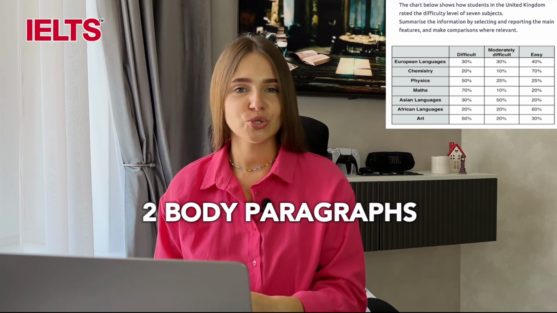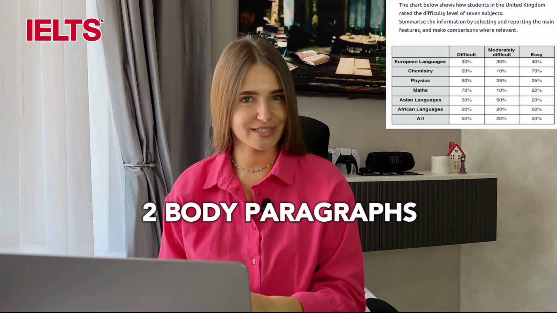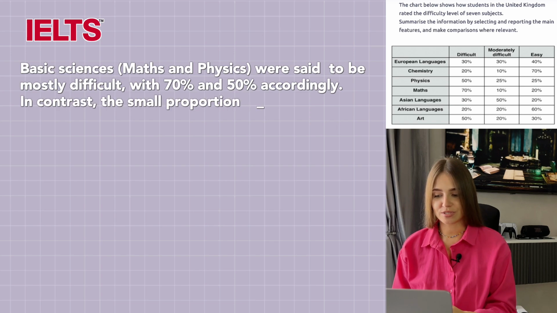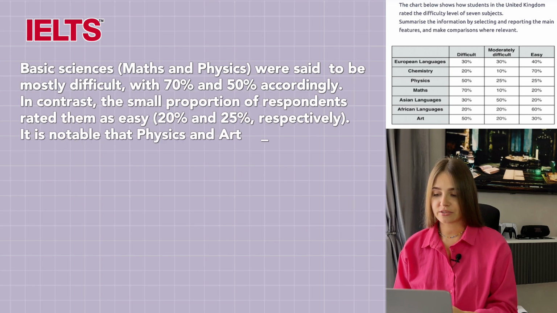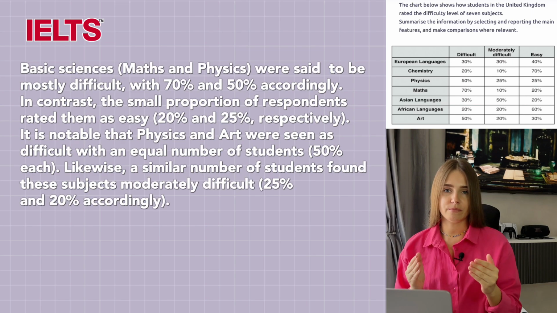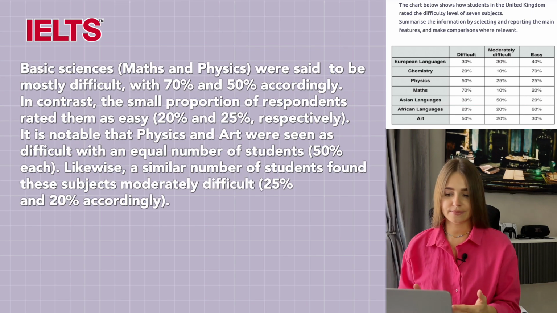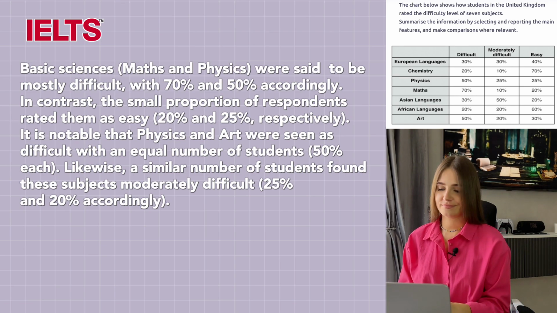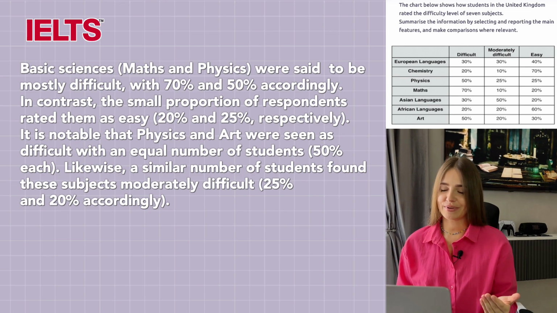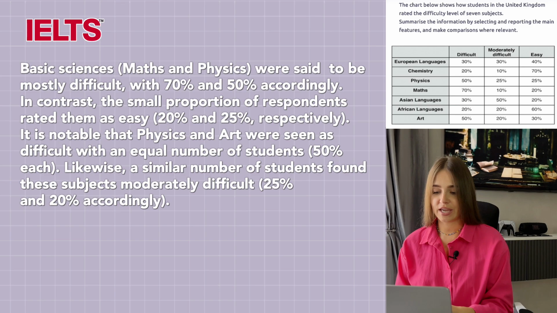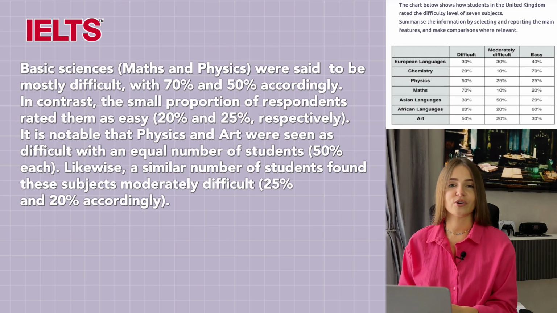And then I have two body paragraphs. Let's proceed to the first one. Basic sciences, math and physics were said to be mostly difficult, with 70% and 50% accordingly. So I started with the most difficult subjects. So math and physics, we can call them basic sciences. In contrast, I start to compare. The small proportion of respondents rated them as easy, 20% and 25% respectively. So respectively is a synonym of accordingly.